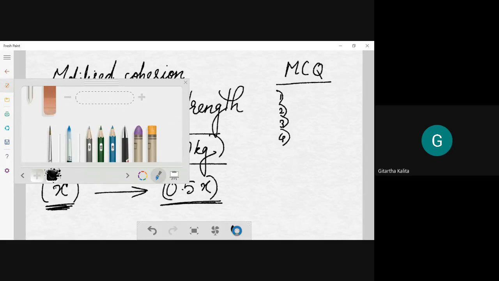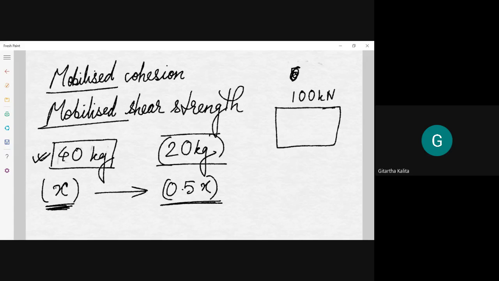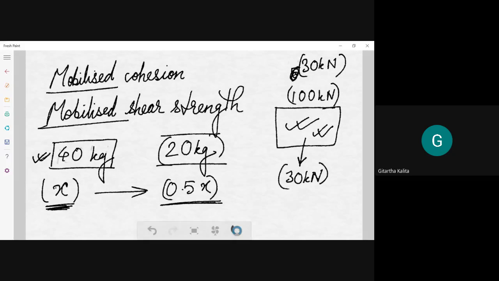In the same way, let me take the example of a soil. Suppose this soil sample has a shear strength of 100 kilonewton. It can take 100 kilonewton of shear strength. Now if only 30 kilonewton is applied on it, then how much of its capacity will it spend? It will spend only 30 kilonewton of its energy to resist the load. So that means it has mobilized 30 kilonewton of its capacity of 100 kilonewton.